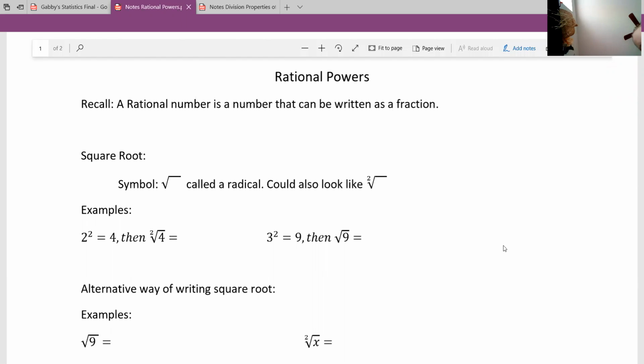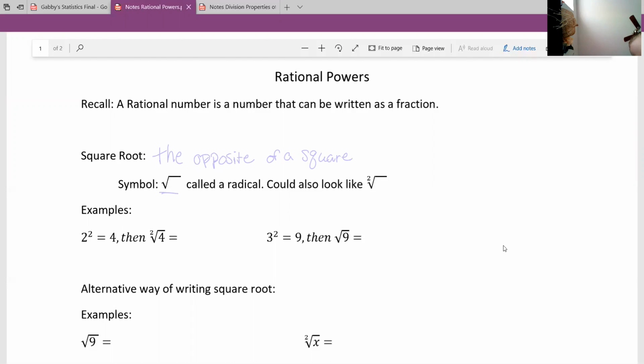So square root is the opposite of a square. Remember, square is when your exponent's 2. We use this symbol, and it's called a radical. Sometimes you'll see it with a little 2 up front. If you don't see it with a number up front, you can always assume that it's a 2.